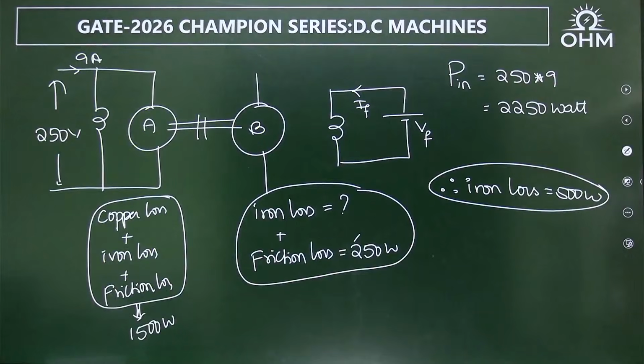Also, there is one more doubt. Sir, in machine B, why am I not adding shunt field copper loss? Because it was separately excited. That means it was not drawn from the regular source. A separate source is used. Got it? Right. Clear? Okay.